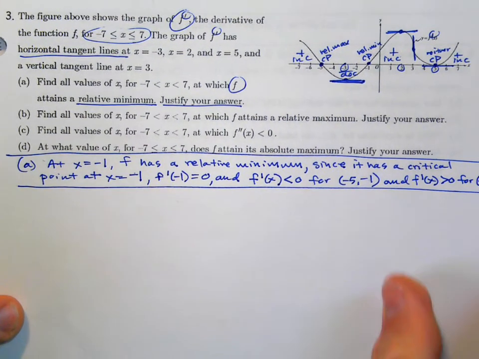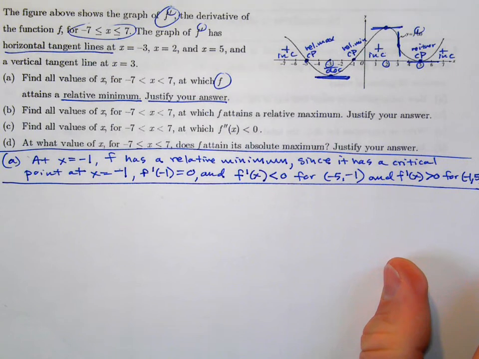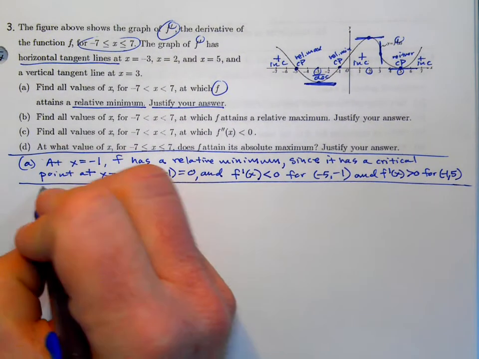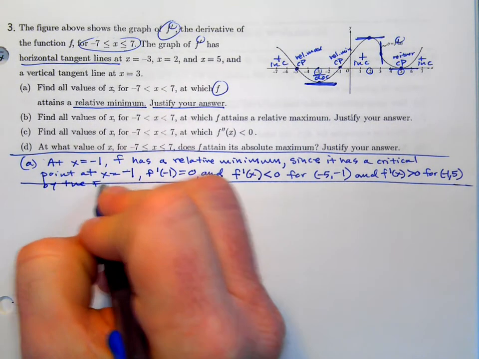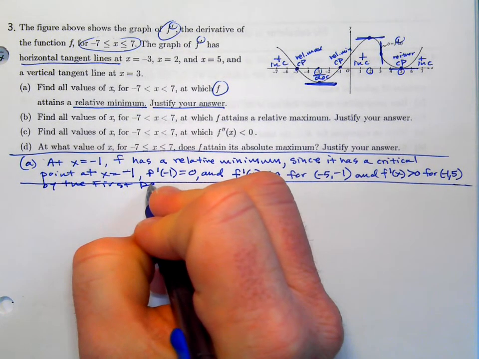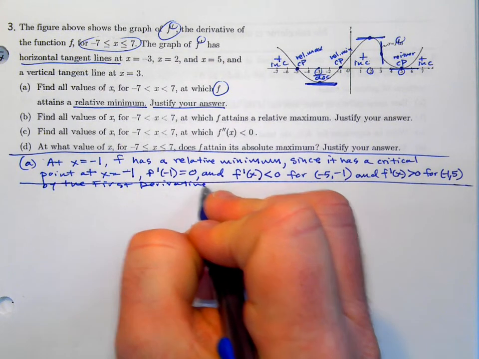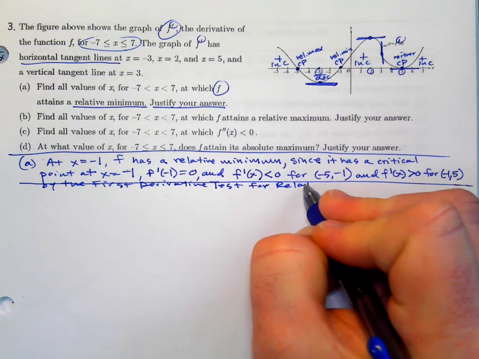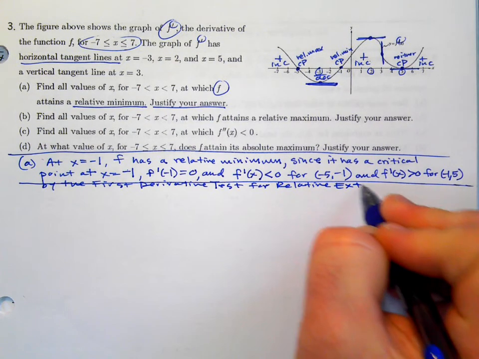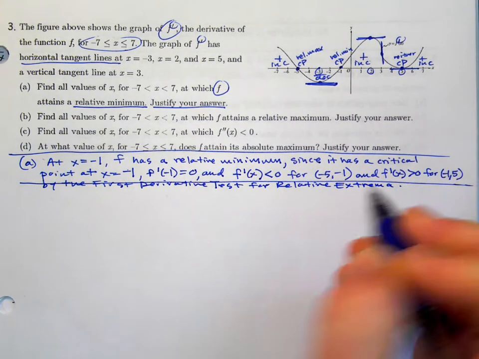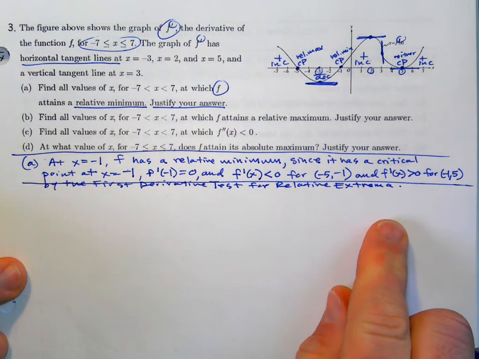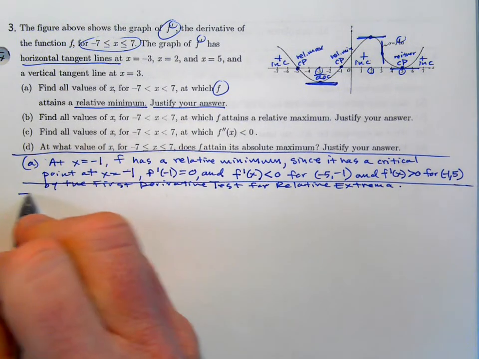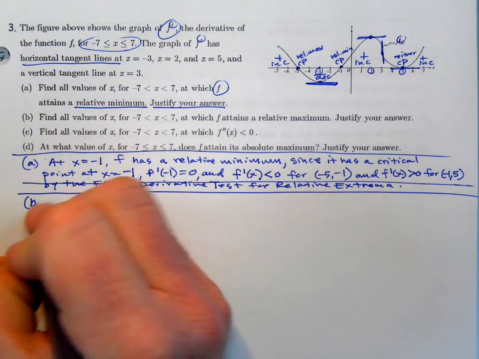That's how you have to justify your relative maxes and mins. You have to use the first derivative test for relative extrema. I guess what we should maybe even say is, by the first derivative test for relative extrema. If you look in old scoring guidelines, they usually wouldn't bother to name it for these kind of problems. But if you look at more current guidelines from the last couple of years, they generally are naming them. So just to be safe, I would name it and describe how it works.